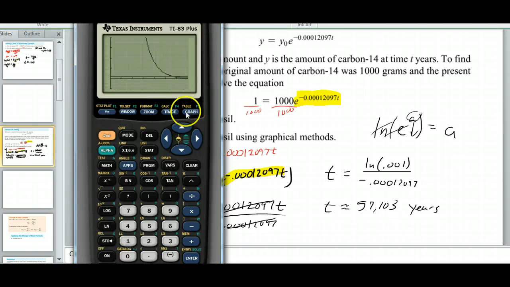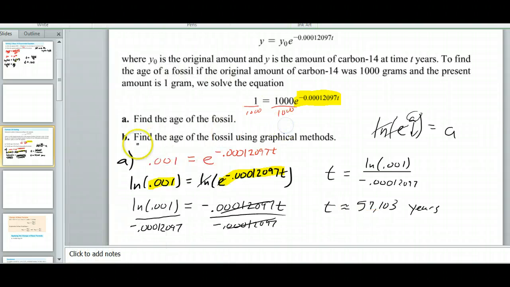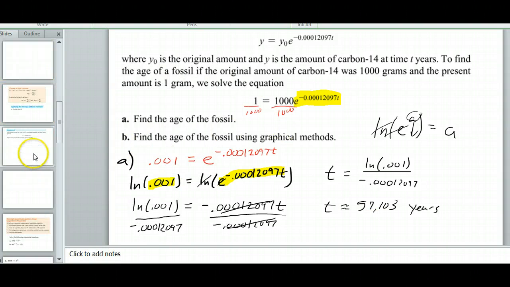So here's the graph of it. There's the y equals 1 line, and here's that 1,000 e to the negative decimal. Alright, so we're looking for that intersection there. So that's second trace, option 5, intersect. First curve, that's my horizontal. So hit enter. Second curve, that's my exponential. Hit enter, and it looks like it's somewhere around in that area. Alright, so 57,103.044. So again, we're just validating that that answer is correct.